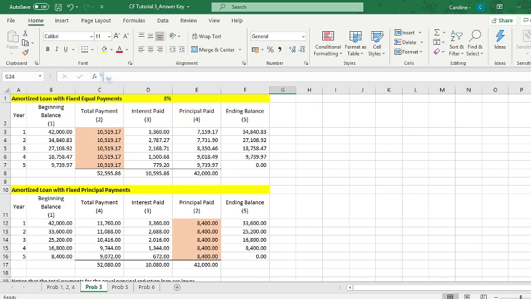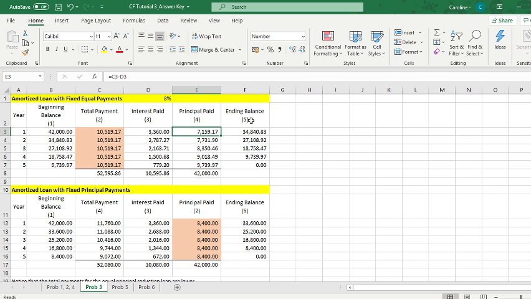Okay, so you just need to write down 10,519.17 here for the payment for each year. While the interest is calculated based on the amount of the beginning balance. So you just need to calculate it with the 8% multiplied by the beginning balance. And to find the principal paid, it is basically the total payment minus the interest. Okay, total payment minus the interest, and this is the principal of the loan that you have to pay.